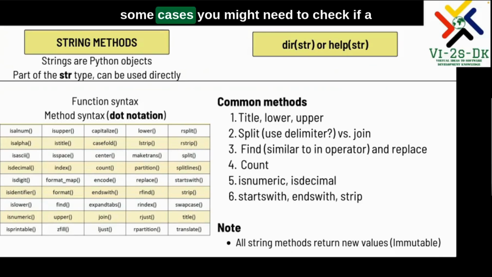So in some cases, you might need to check if a value is numeric or if it's a decimal or if it's something else. In that case, you can use isnumeric, isdecimal, and so on. Startswith, endswith. Strip is also a very useful one. You use the strip method if you want to get rid of the extra spaces, whether it's tabs or spaces after the user inputs a value.